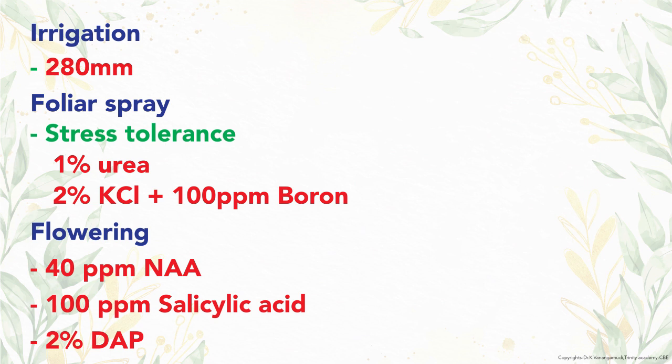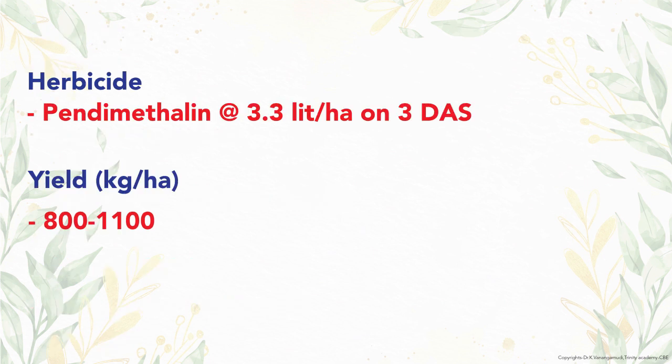It is advisable to go for foliar spray for tolerating the stress condition. 1% urea or 2% potassium chloride combined with 100 ppm boron is given as foliar spray. For improving flowering, 400 ppm of naphthalene acetic acid or 100 ppm salicylic acid or 2% diammonium phosphate is sprayed. To control weeds, spraying of pendimethalin at 3.3 liters for 1 hectare is advocated on 3 days after sowing. The productivity of black gram is very low, recording 800 to 1100 kilogram for 1 hectare.